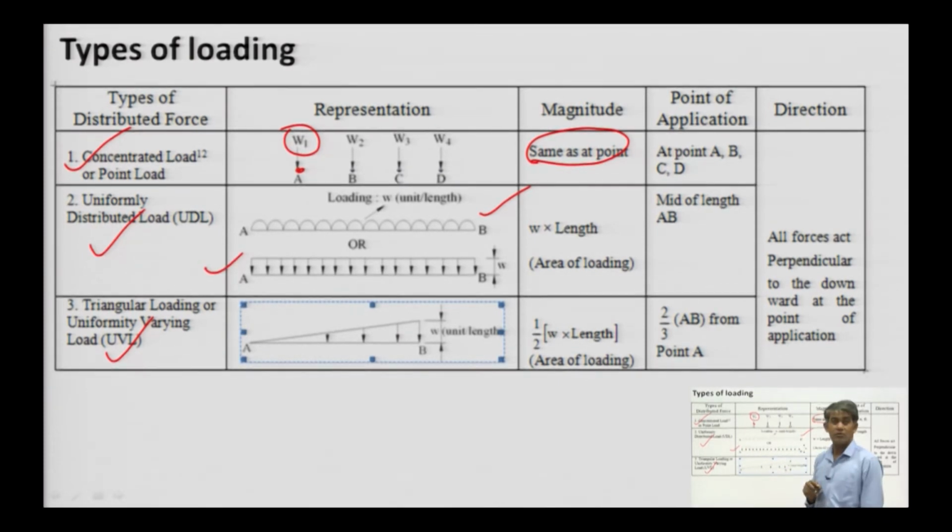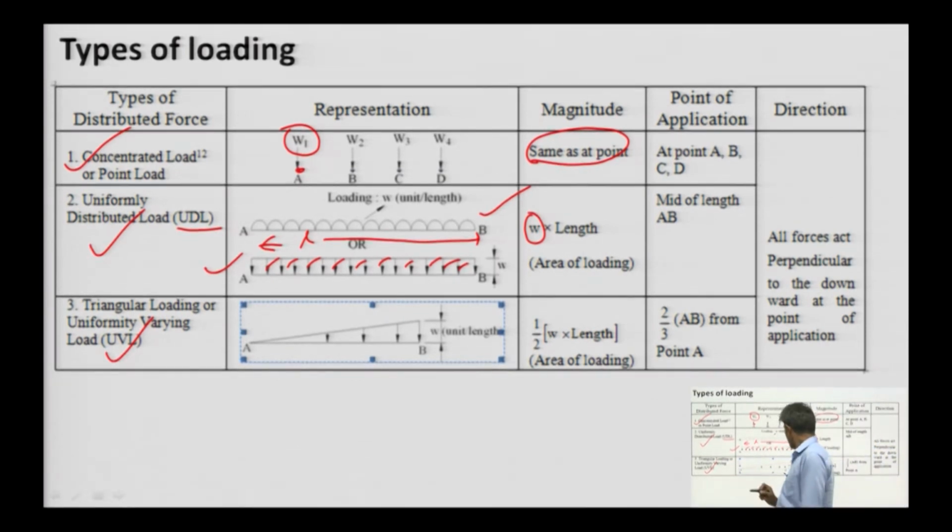What will be its value? Its magnitude. What will be its magnitude? Its magnitude will be UDL, w. Its unit is kilonewton per meter or Newton per meter, meaning force per unit length. w is the force per unit length. So, the total force by this UDL will be w into length, or you can calculate the area. If you calculate the area, since w is the same and it is acting over L distance, it is w into L.